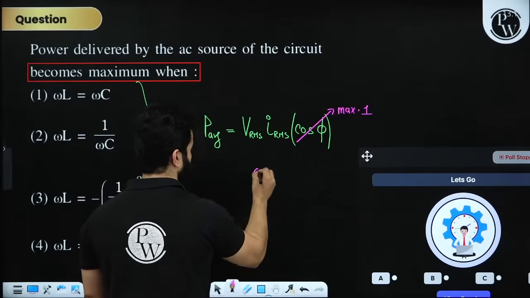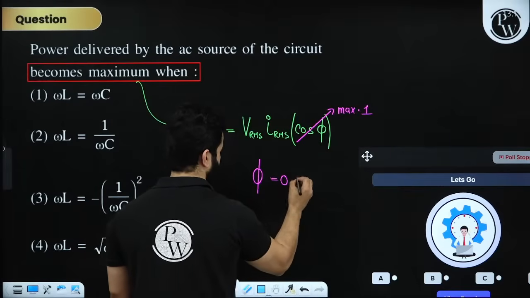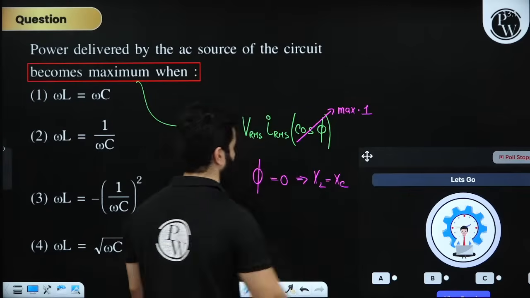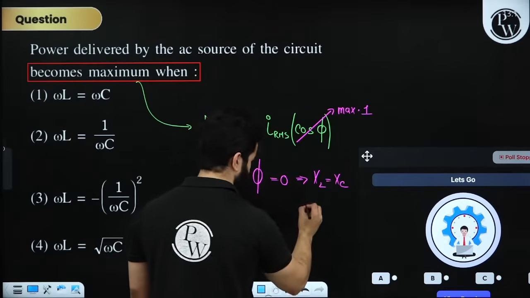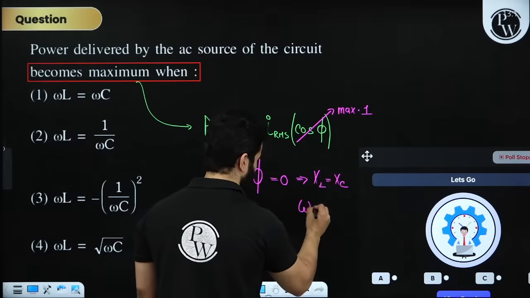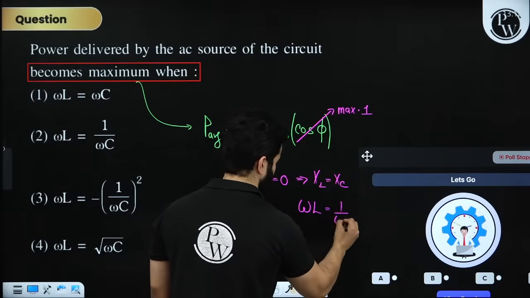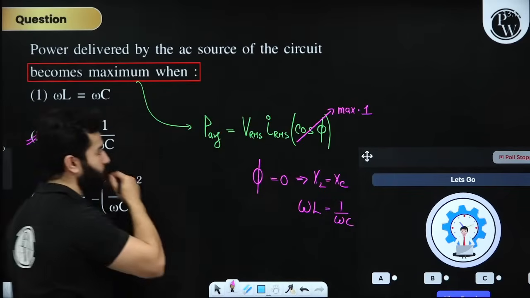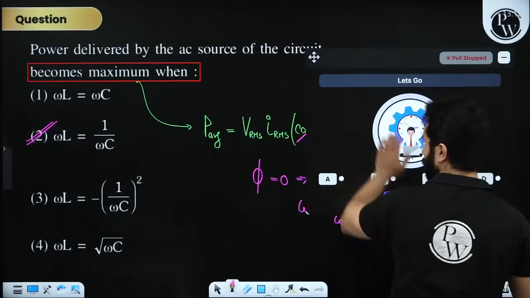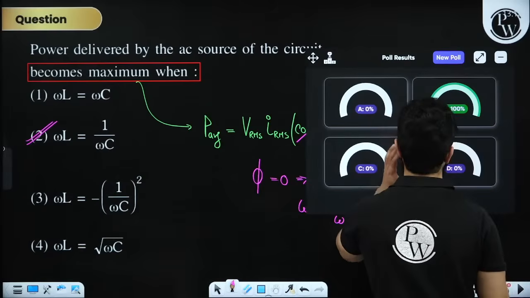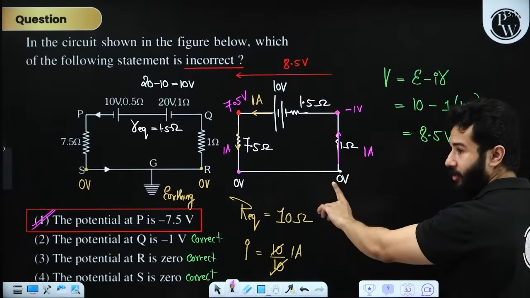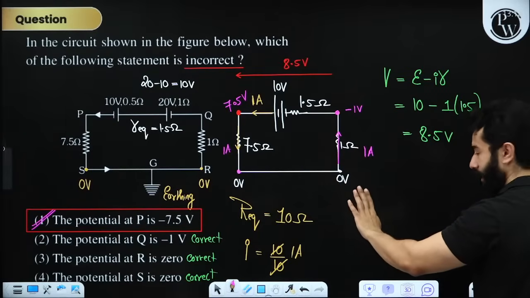Maximum value is 1 when phi becomes 0, and phi becomes 0 when XL is equal to XC, and we are talking about a purely resistive circuit. That means omega L is equal to 1/omega C. So B is absolutely correct. That means this happens in resonance. So B answer is absolutely correct. Very easy. Good. Hopefully no doubts in this one. If you have any doubt, you can ask me. A is absolutely correct. Okay.